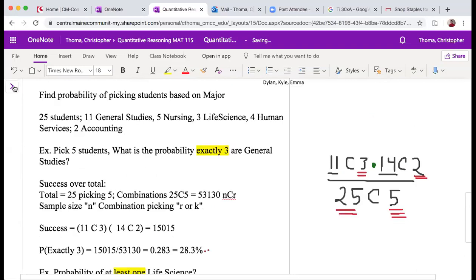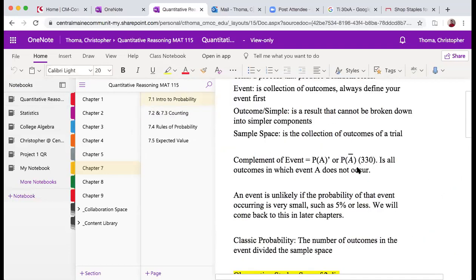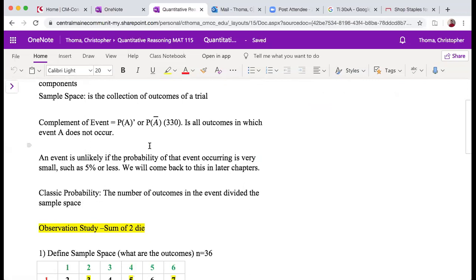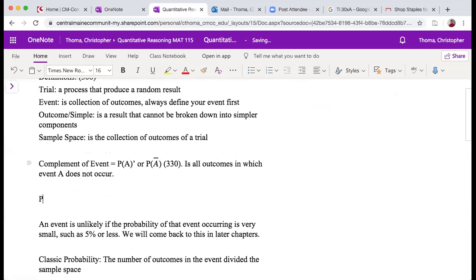And if we go back to 7.1, our complement formula is here. I didn't actually give you the formula, did I? Oh, well, let's add that. I didn't realize I didn't give it to you. So the complement formula: the probability of A plus the probability of its complement equals 1. So there's the complement formula.